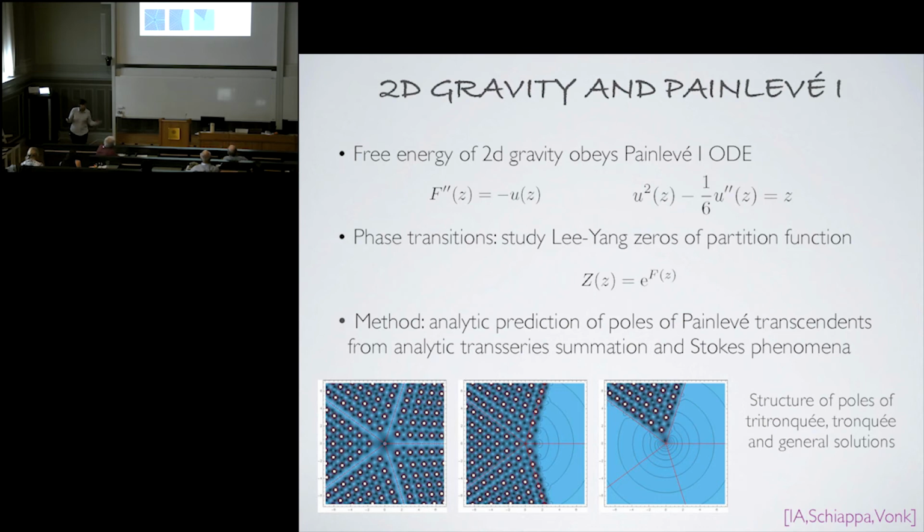There are different solutions in the Painlevé 1. So you have three different types. You have the tritronquée, where you have a whole set of poles in a small region. You have the tronquée, which has basically three of these regions with poles. And you have the general solution, which has poles everywhere. And what we want to do is exactly the same type of analysis that I've mentioned just now, in order to analytically determine the positions of the zeros of the partition function or the poles of Painlevé.